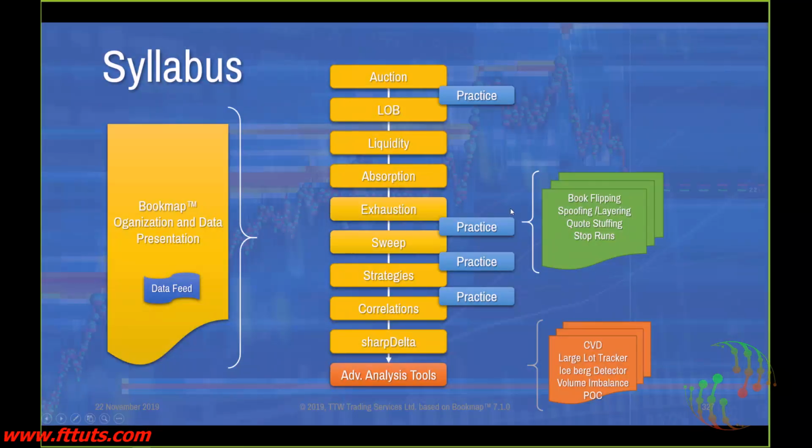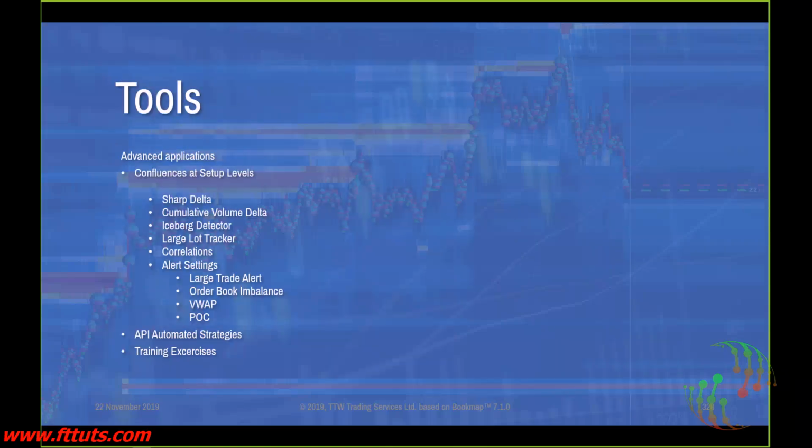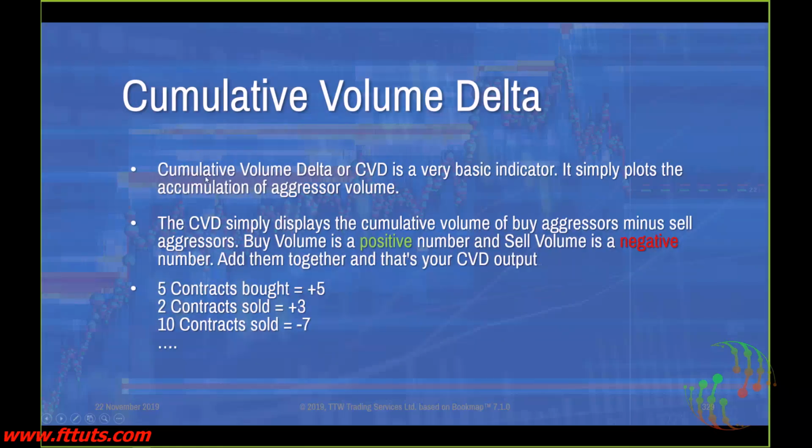Let's talk about the Bookmap and its advanced applications in Bookmap, which could help you to understand better what the market is doing. Cumulative volume data we talked about, iceberg detector, large lot tracker, correlations, alert settings, APIs. The CVD is a very basic indicator. It simply plots the accumulation of aggressor volume. The CVD simply displays the cumulative volume of buy aggressors minus sell aggressors. Buy volume is a positive number and sell volume is a negative number. Add them together and that's your CVD output.